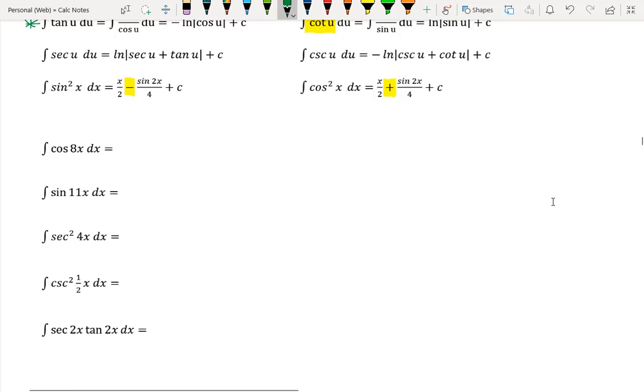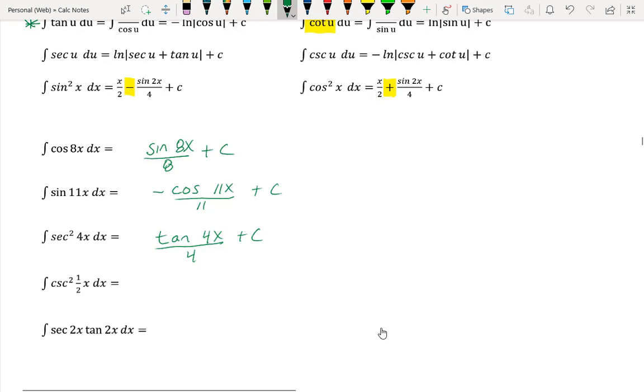The integral of cosine of 8x. Well, I know that the derivative of sine would give me cosine, so this is sine of 8x. But then I need to divide by 8 to take care of the 8 that would come out. The integral of sine 11x dx, so the antiderivative of sine would be negative cosine 11x over 11 plus c. The antiderivative of secant squared is going to be tangent, so tangent of 4x, and we got to divide by 4 plus c.